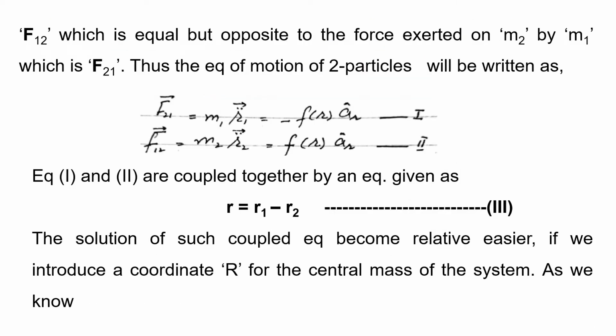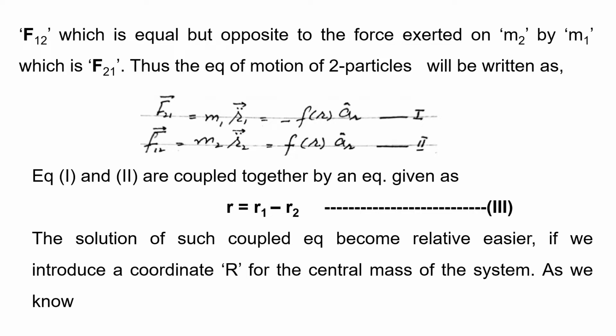As we know, F12 is equal but opposite to the force exerted on m2 by m1, which is F21. Thus the equation of motion of the two particles is written as F12 equals m1 r1 double dot equals minus f(r) ar, that is equation 1. Here r1 double dot is the acceleration, and the equation is like force equals ma. Acceleration is represented by r double dot, so we have written r1 double dot for the position vector r1, and that is the central force.